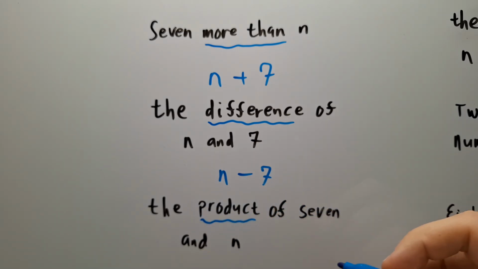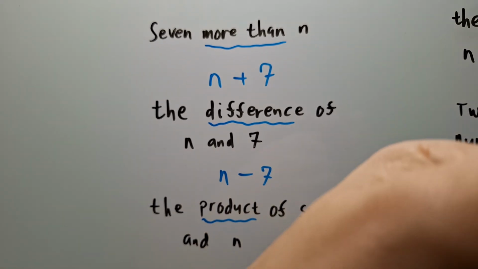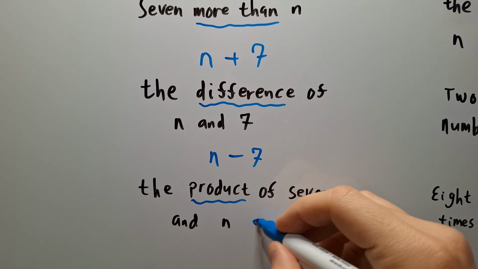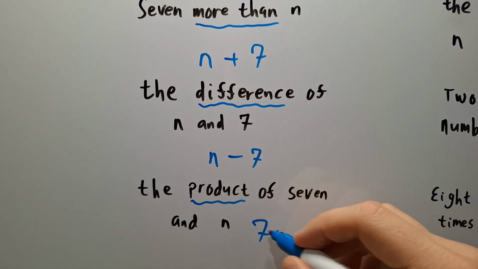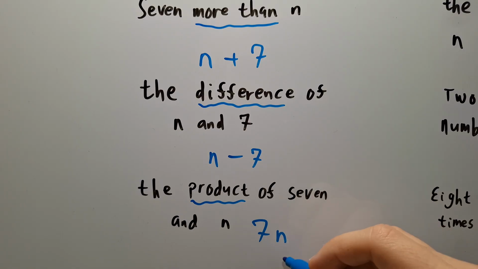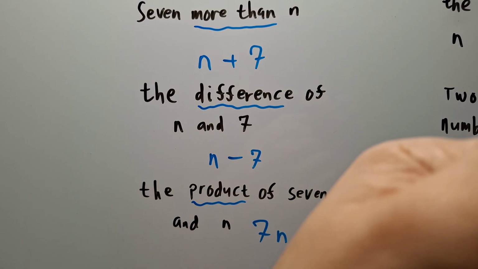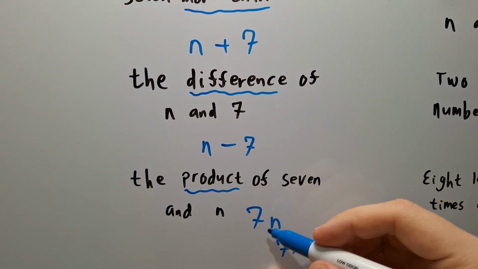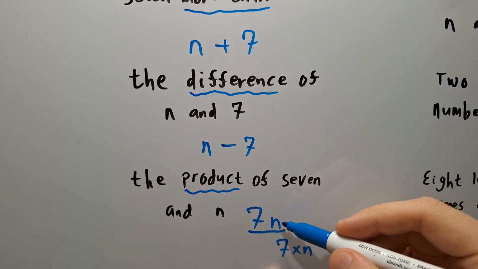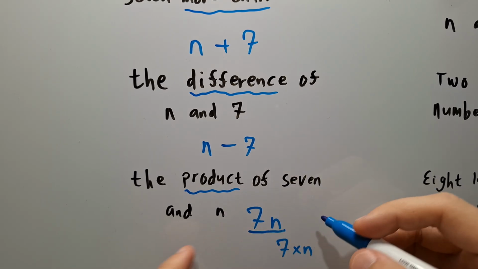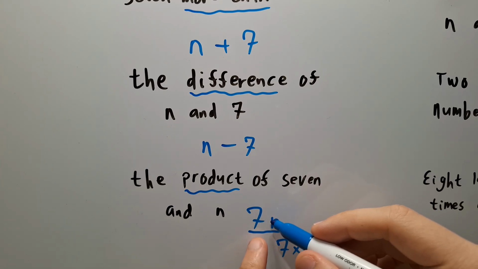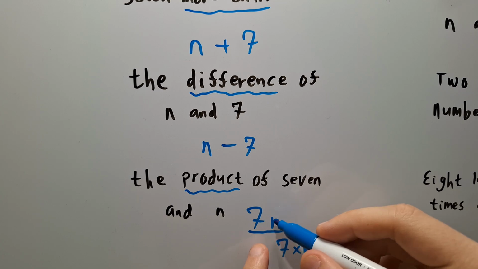Next one, the product of 7 and n. Product refers to multiplication. So 7 times n. This is one way to write it. You can also write it as 7 times n, like this. It's not very common to write it this way. I'd say the majority of the time, this one here is better because there's not as much stuff to write out. So you can just write 7 and n as such like this. It just implies that they are being multiplied together.